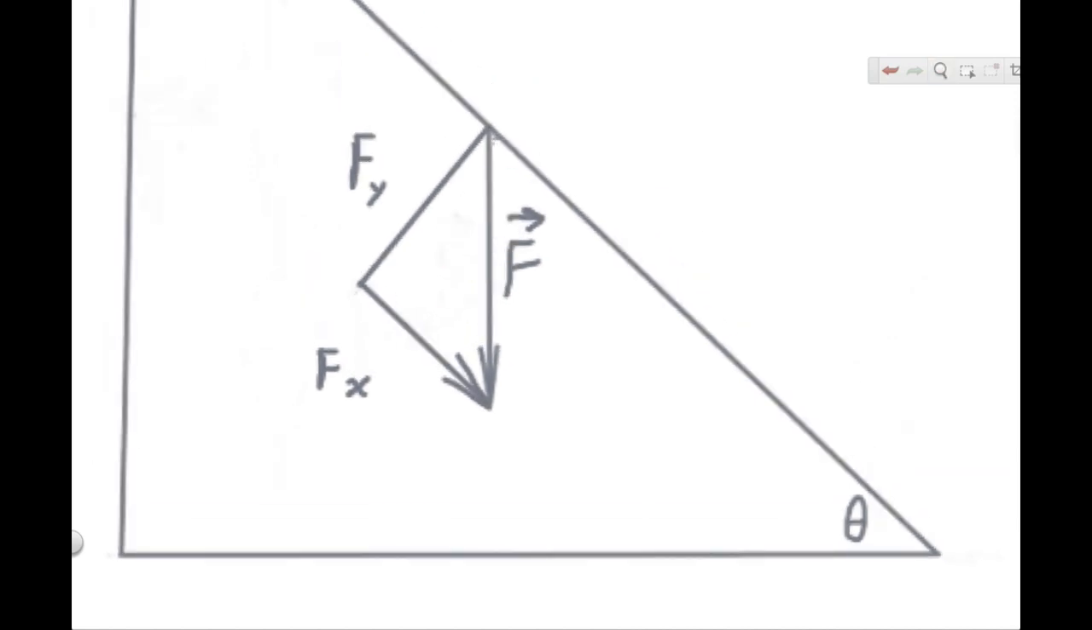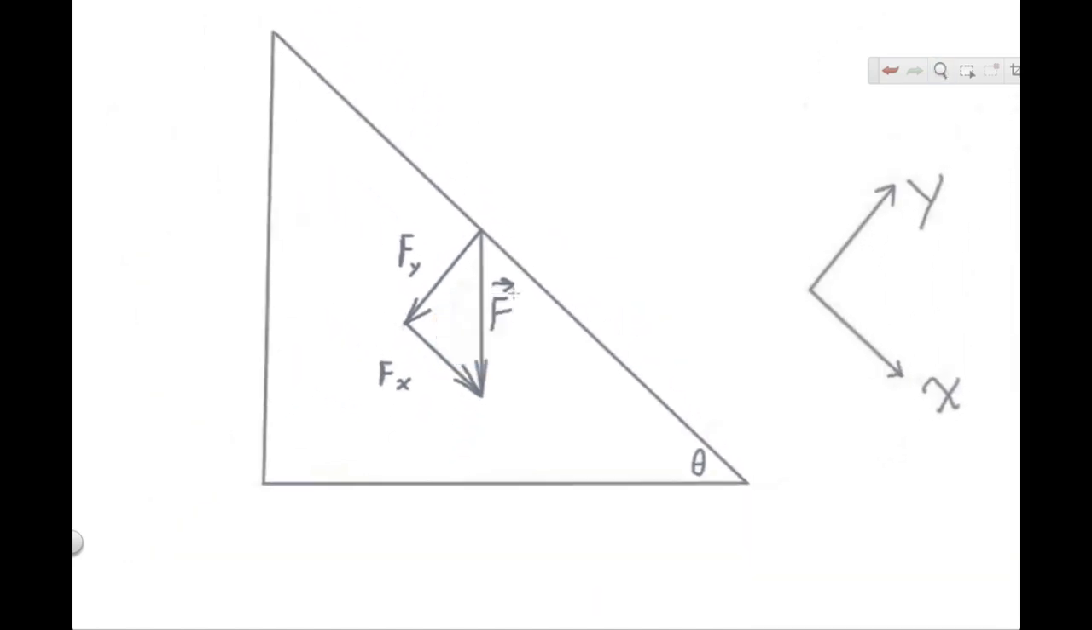And where we have the tail of the overall vector, we should have the tail of the y component, which means this is the head of the y component. Or you could just say that the overall vector points down. And since the components represent the overall vector, each of the components will also point down. Fy points down and to the left, and Fx points down and to the right.